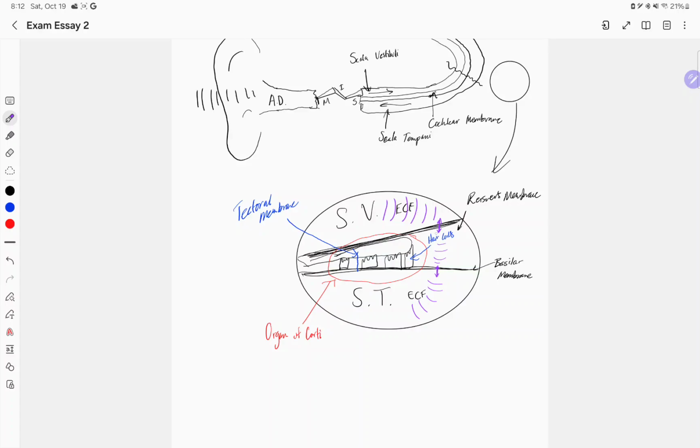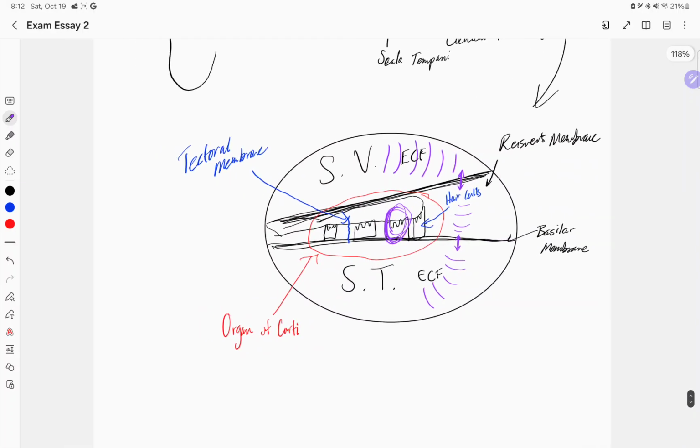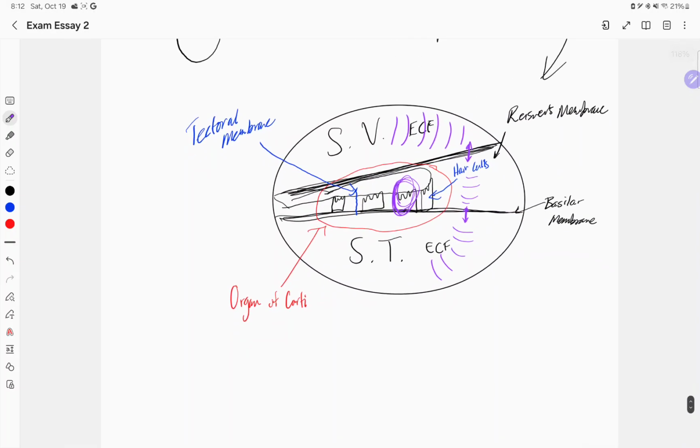But when you have this kind of path happening, these vibrations of these membranes flexing up and down are going to cause these hair cells to push up and down against the tectoral membrane here, okay? And why do we care about that? Why is that important?